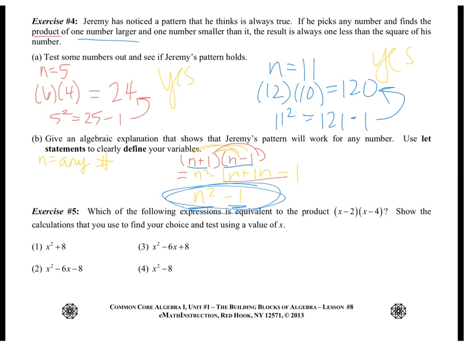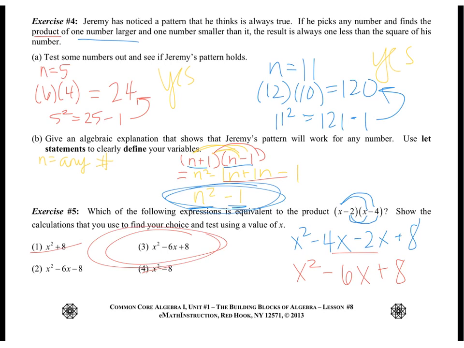So which of the following expressions is equivalent to x minus 2 times x minus 4? X times x is x squared. X times negative 4 is negative 4x. Negative 2 times x is negative 2x. And negative 2 times negative 4 is positive 8. You will notice that I will end up with a middle term because negative 4 and negative 2 do not cancel each other out. So it cannot be 1 or 2. If I combine those like terms, then I will end up with x squared minus 6x plus 8.